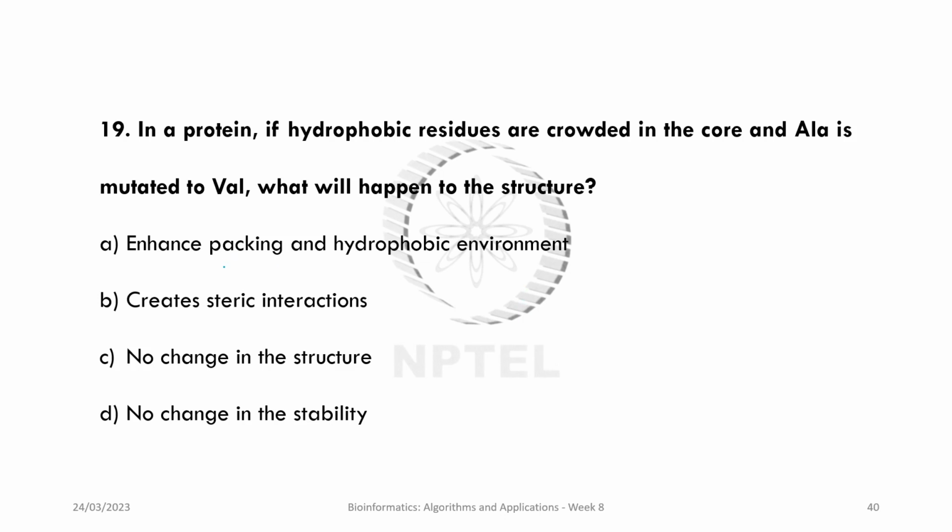Let me see. Vijayanta says A, Nagamani says B, Priyanka says B. Okay, so why do you have a problem with A and B? Others? No change in structure. Nobody agrees with this. No change in stability. So can we remove?